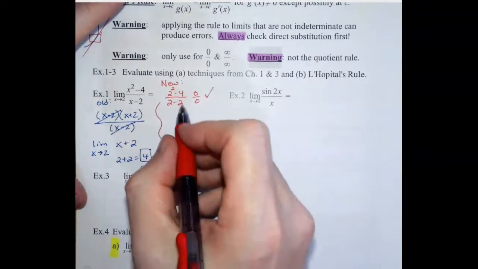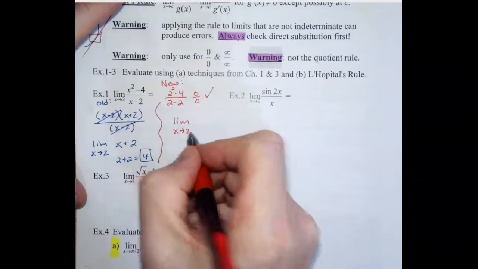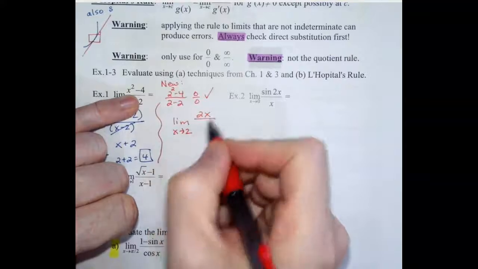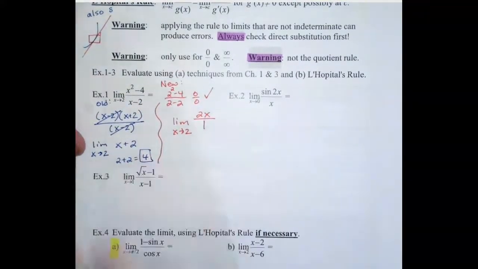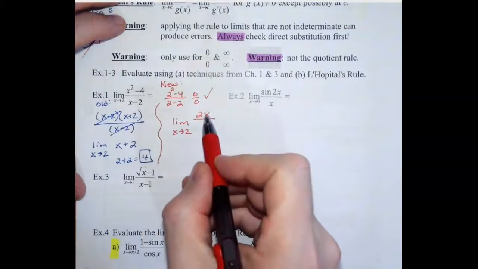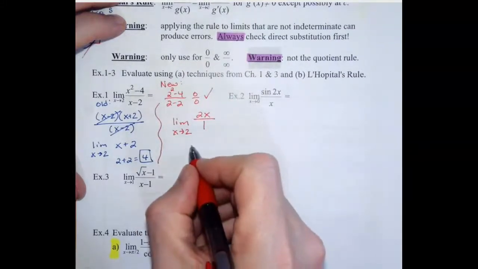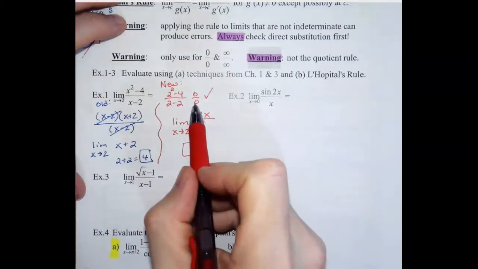Okay. Now what we can do is take the limit as x approaches 2, and take the derivative of the numerator, which is 2x, and the derivative of the denominator, which is 1. It's not the quotient rule. Now if we use direct substitution, we just have 2 times 2 over 1, which is 4. Okay? Very important you check that first there.